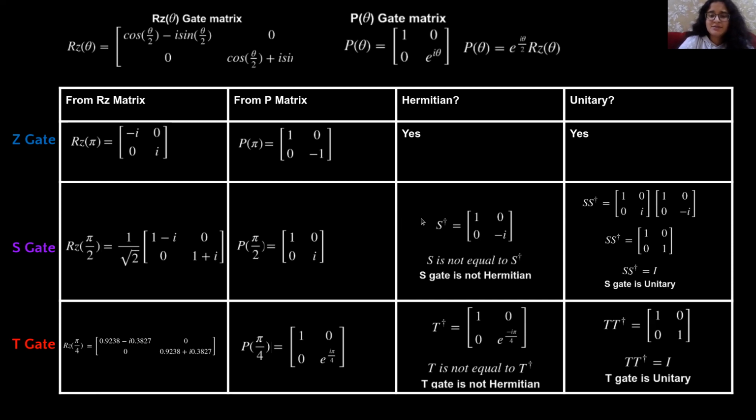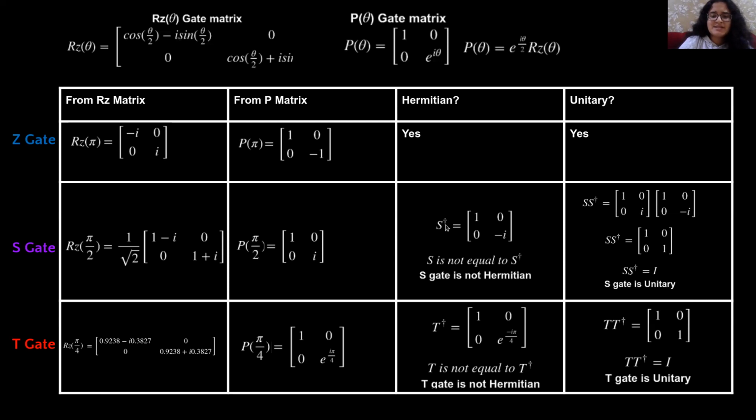And to know if it's Hermitian or not, we take its conjugate transpose. Because we have an imaginary part, the sign changes. And for the first time, the S gate and its conjugate transpose are not equal. Therefore, it is not Hermitian. But still, their product gives us the identity matrix and it is unitary. So this S dagger is basically the S inverse. If you want to nullify the effect of the S gate, just apply S dagger after it.